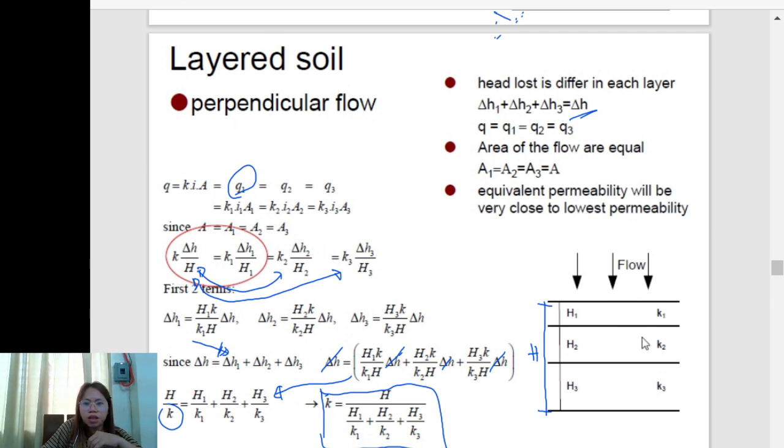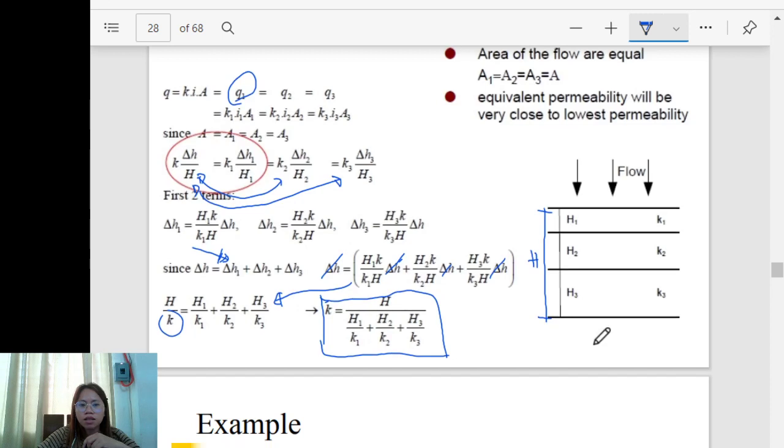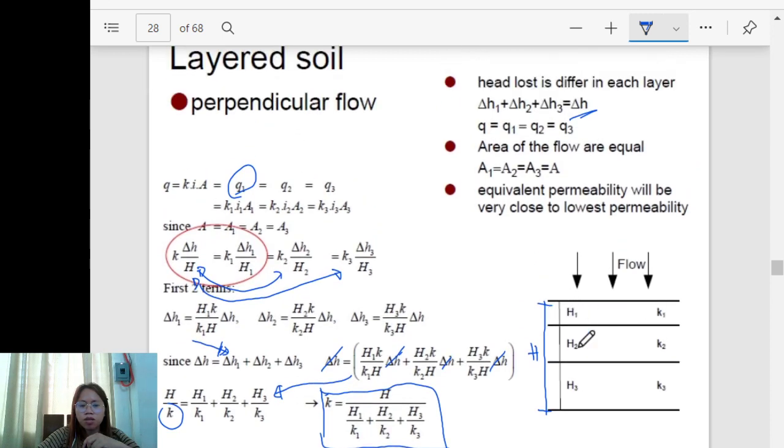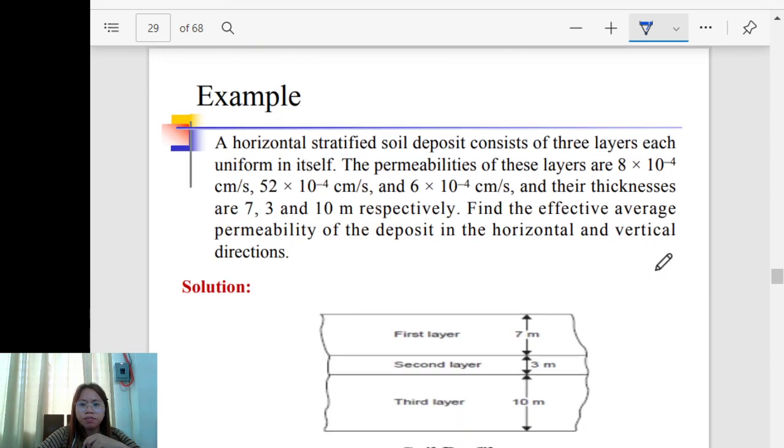If the flow is perpendicular, it is the one above. Layered soil but the flow is perpendicular. While earlier, the flow is parallel to the layer of the soil. This is the layer of the soil, horizontal, parallel. This one is layer of the soil, horizontal. The flow is perpendicular. So we have this example.